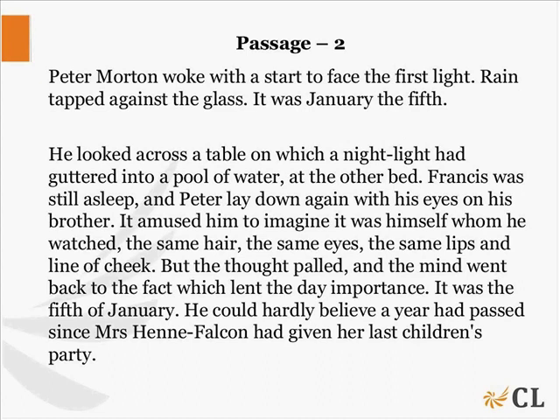He looked across the table on which a night light had guttered into a pool of water at the other bed, right? So, there was another bed out there. Francis was still asleep, and Peter lay down again with his eyes on his brother. So, what does it mean that he had a brother? It amused him to imagine it was himself whom he watched. The same hair, the same eyes, the same lips and the line of cheek. But the thought palled and the mind went back to the fact which lent the day importance, and so on. So what is happening? Peter is looking at Francis, who is his brother, and the passage reads that it amused him to imagine it was himself. Meaning, the one he was watching was himself.